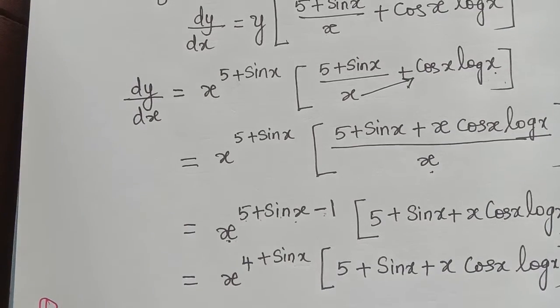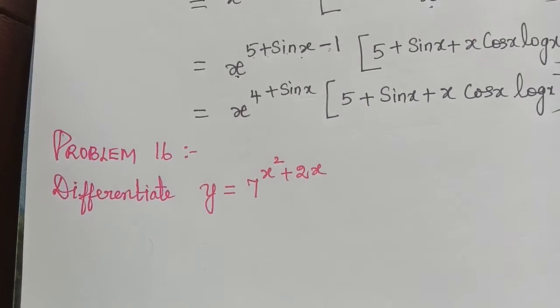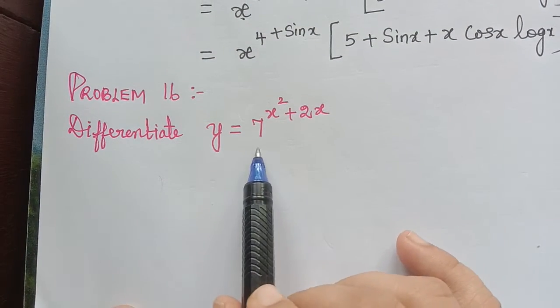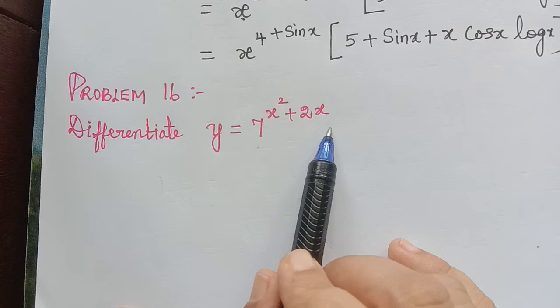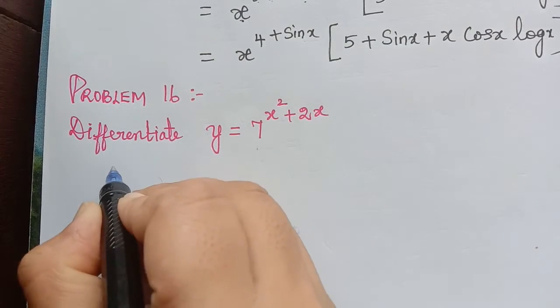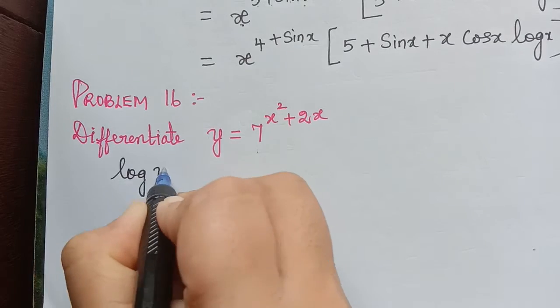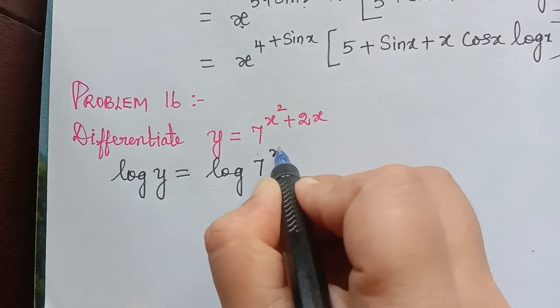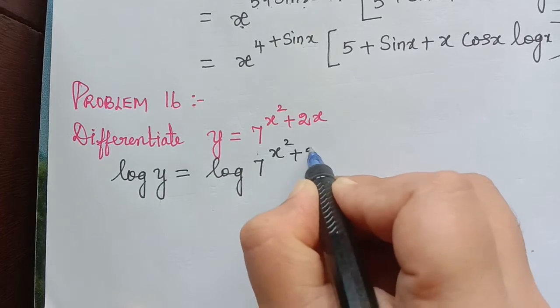So now we shall solve the next problem, which is problem 16, that is differentiate y is equal to 7 raised to the power x squared plus 2x. So we have to apply the method of logarithms. So taking logarithm on both the sides, we get log y to be equal to logarithm of 7 raised to the power x squared plus 2x.